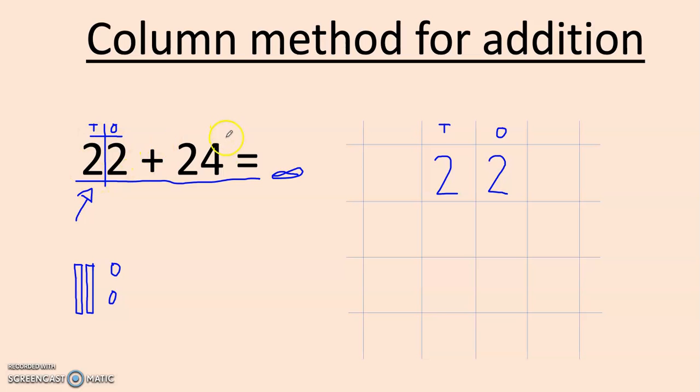After I've done that, I look at my second number of 24. Again, I put them into my place value charts. Tens, ones. I know that I need 4 ones. 1, 2, 3, 4. And 2 tens. Draw out my tens there.